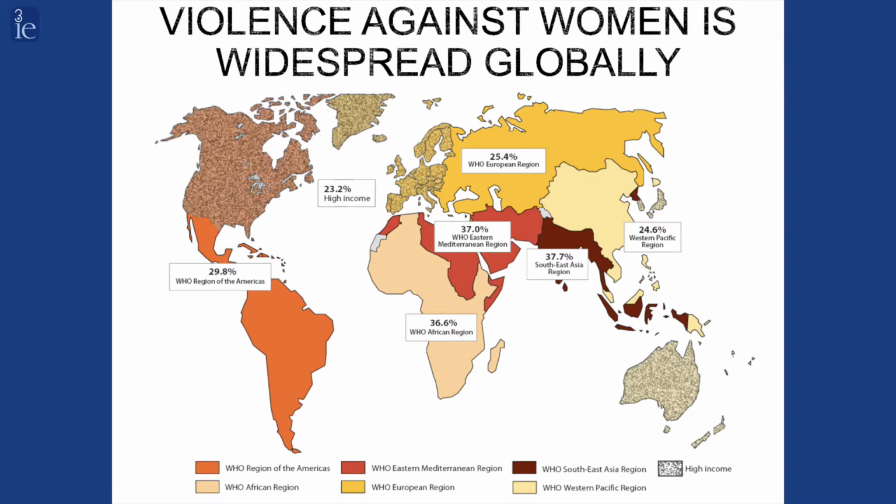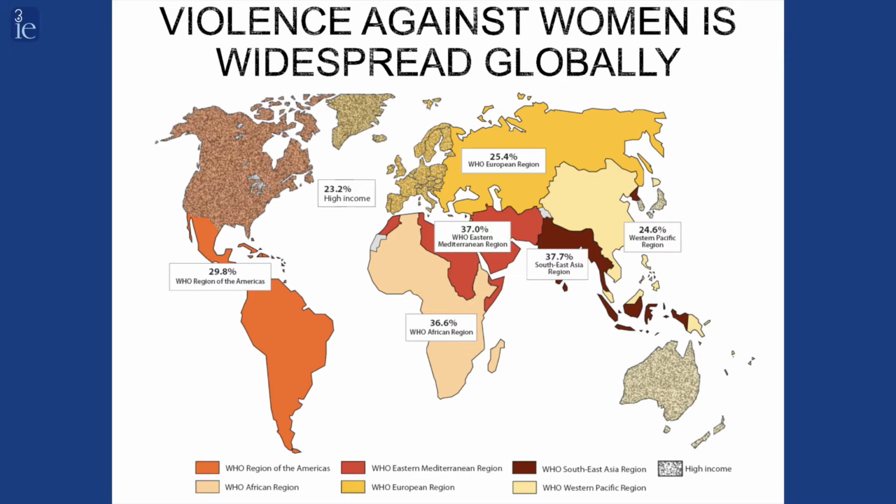And this plot shows the regional estimates. So these are the percentage of ever-partnered women who report experiencing physical or sexual violence from a partner in their lifetime. And what you see is prevalence figures ranging from about 25% up to 37-38%. So very high prevalences. It's a common reality for women around the world, both in developing countries and industrialized countries.